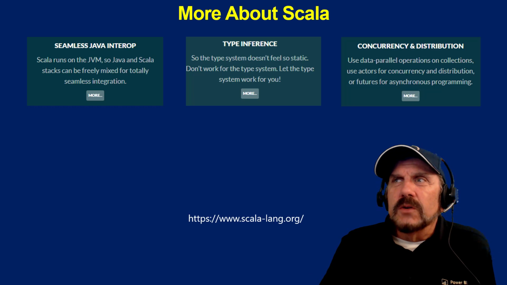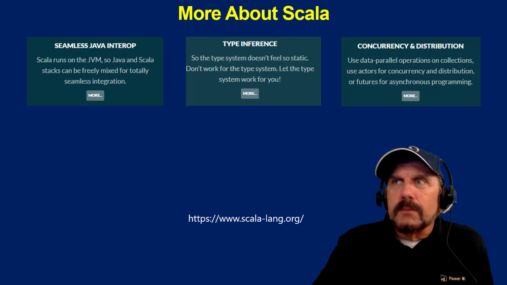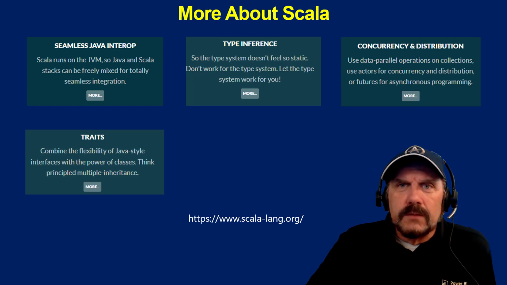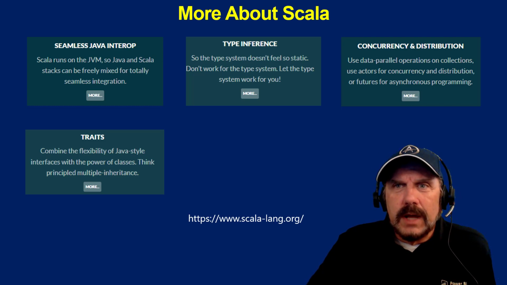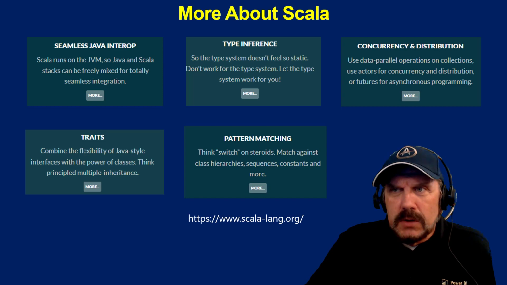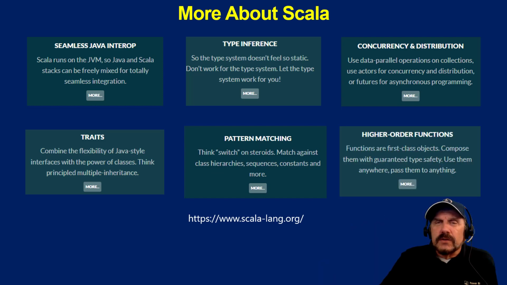A really powerful side too is it supports concurrency and distribution. Lots of multi-threading and parallel operations and all kinds of things you can think of doing if you're going to build a robust platform of some type. It combines the flexibility of Java-style interfaces with the power of classes. And it supports multiple inheritance, which is a powerful feature if you need it. Also very rich pattern matching, which supports objects, not just text, etc. And higher order functions. The point here really is that when you get to functions, they are first-class objects in Scala, meaning you can pass them as parameters, etc.